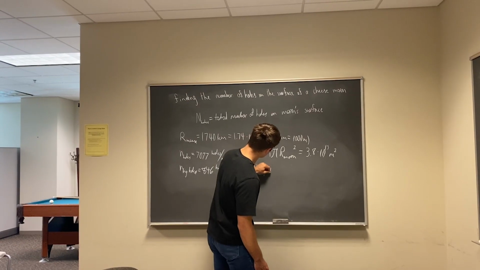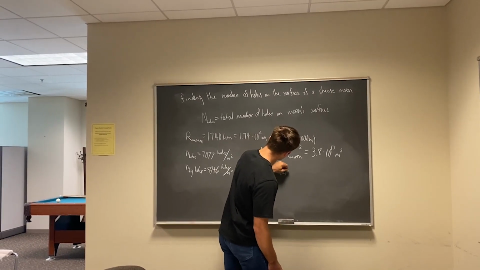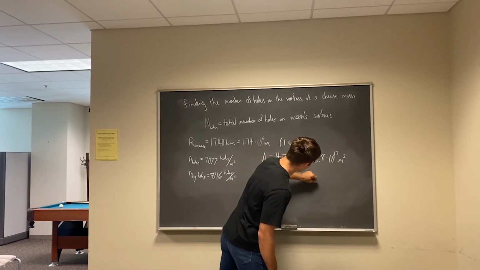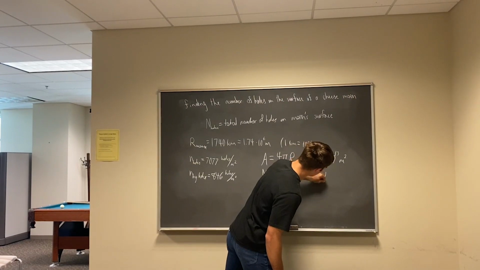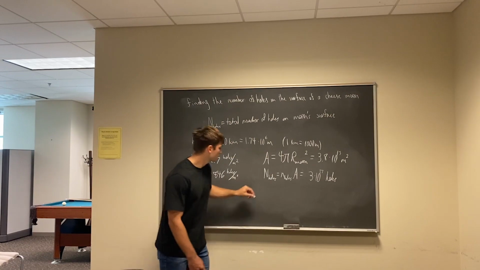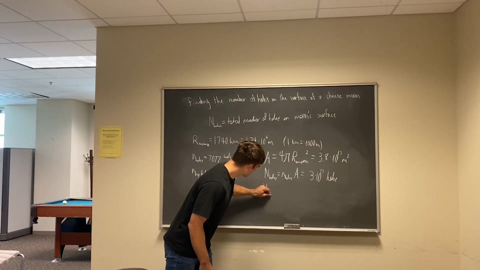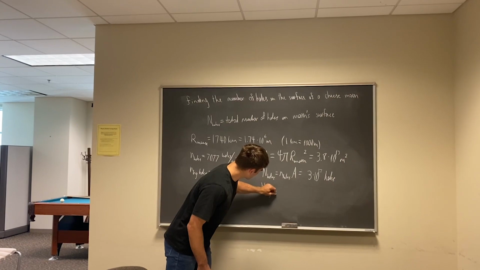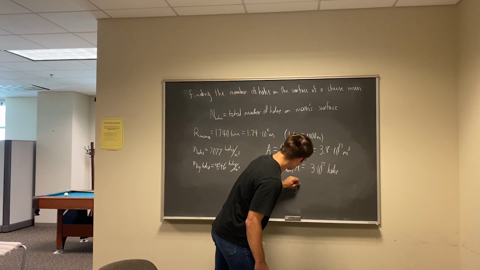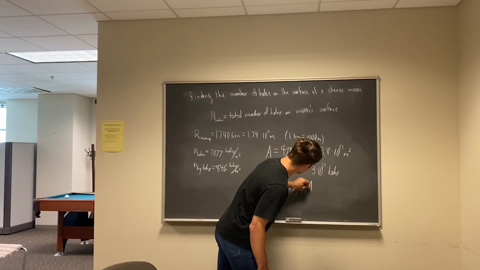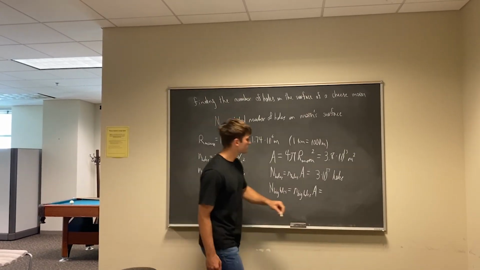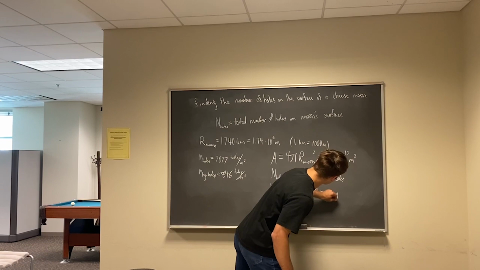Now, to solve for the total number of holes on the moon, it's simply the hole density times the surface area, which comes out to be roughly 3 times 10 to the 17th. We can follow that same logic to solve for the number of big holes on the moon. And that value comes out to roughly 3 times 10 to the 16th.